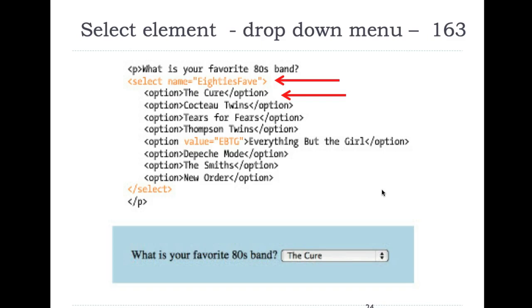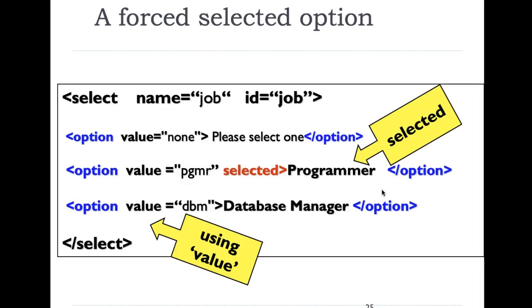Okay, so here's the dropdown. We have a select name that equals 80s fave and options. These options are going to be the default. So let's say it's option 1, the Cure. Notice how there's no value equals the way there is 5 options down. That means what gets sent will be 80s fave equals the Cure with the space. But on the option 5 there, if you were to submit that and choose it, it would be 80s fave equals EBTG instead of Everything But the Girl. So that's how that would work with the dropdown.